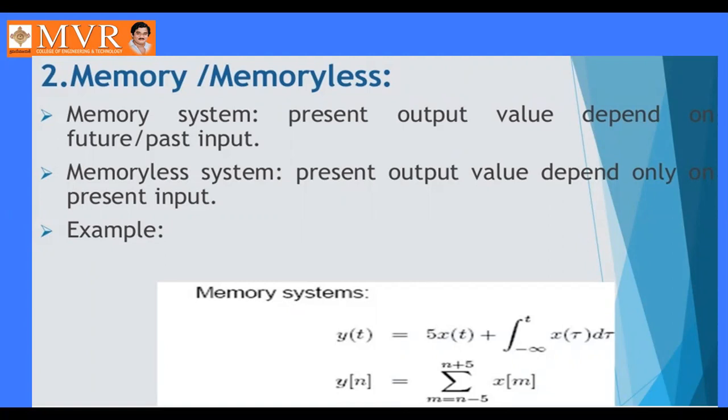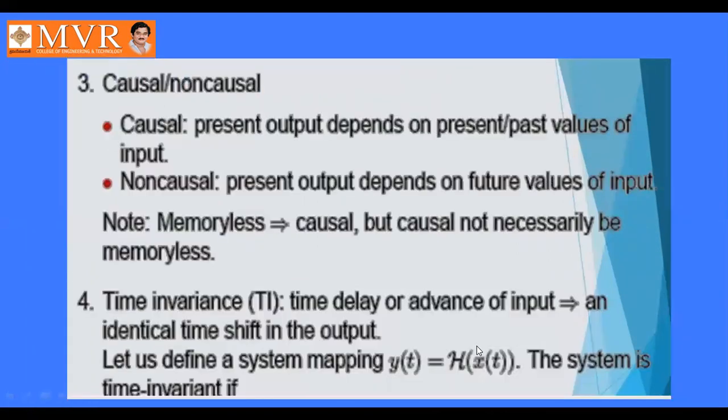A memory system means it depends upon the future and past inputs. Examples of memory systems are y of t equal to 5x of t, that is the present state, plus the integral from minus infinity to t of x of tau d tau. Next, y of n is equal to sigma m from n minus 5 to n plus 5 of x of m. This is a past or future state. So these are memory system and memoryless system examples.